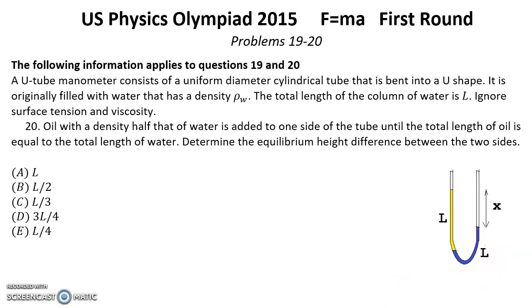So we have this equation for pressure from the right side and from the left side, and because the density of oil is twice less than the density of water, we have the solution x equal L over 2, which is answer B.